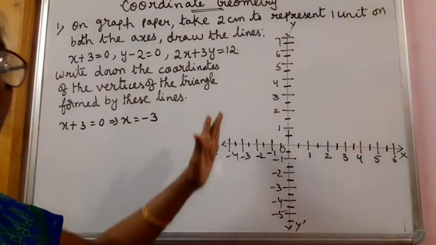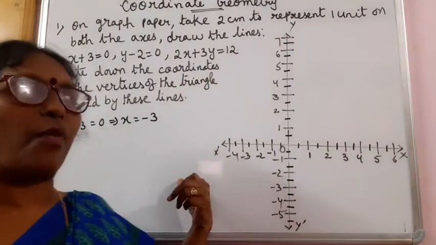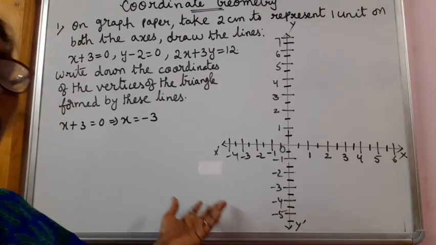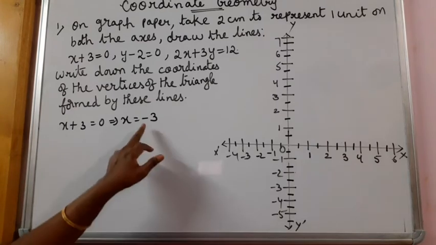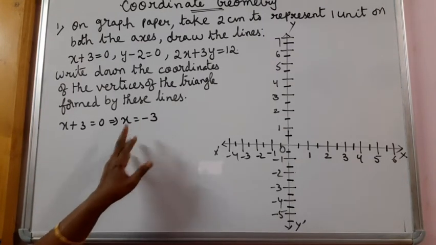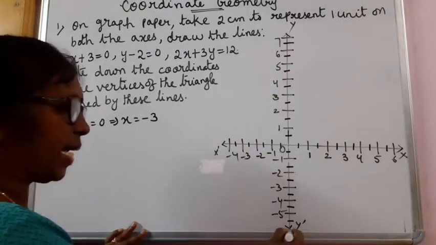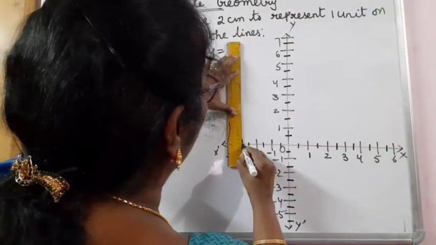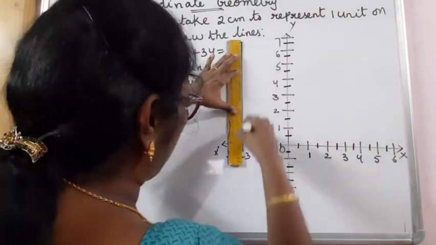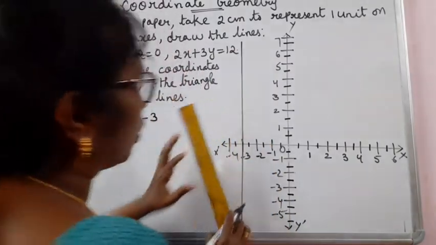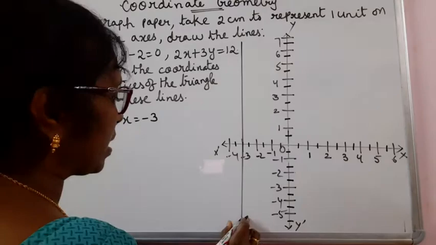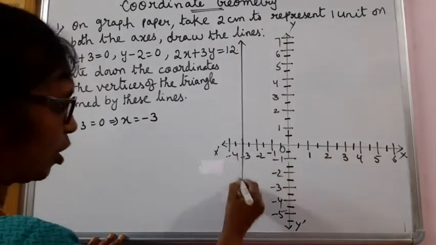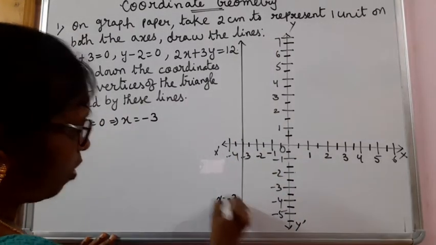The points on the line will have x coordinate minus 3 and any value of y coordinate, may be 0 or 2 or 3 or 4, whatever may be the y coordinate, always the x coordinate is minus 3. That means x equal to 0 means the y-axis, x is equal to minus 3 means a line parallel to the y-axis at a distance of 3 units to the left of the y-axis. So the equation of this line is x is equal to minus 3.